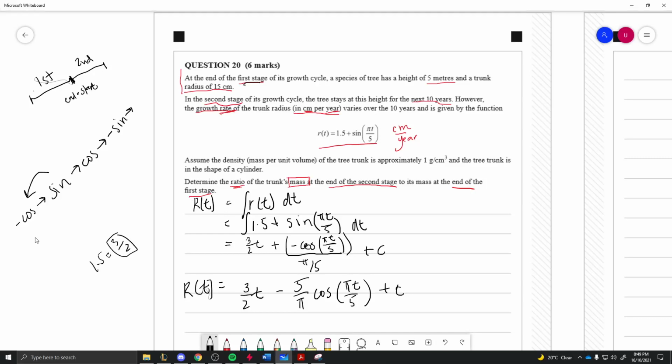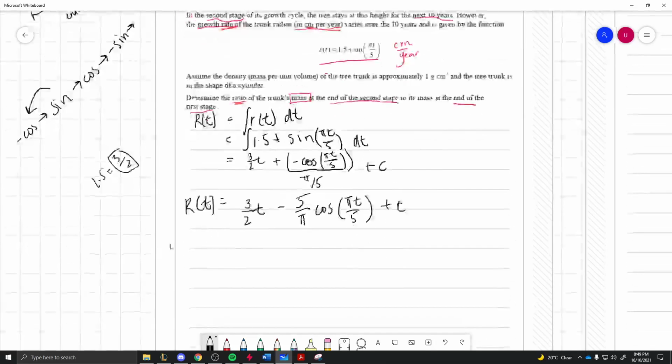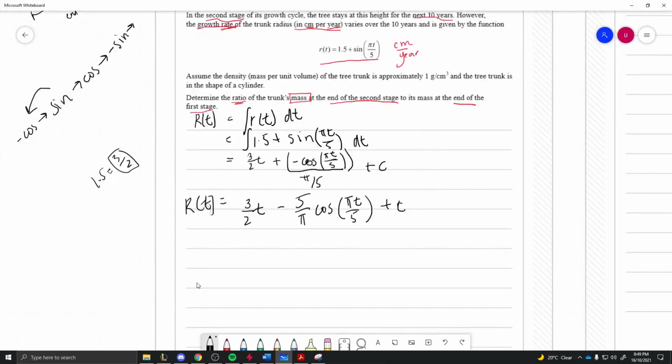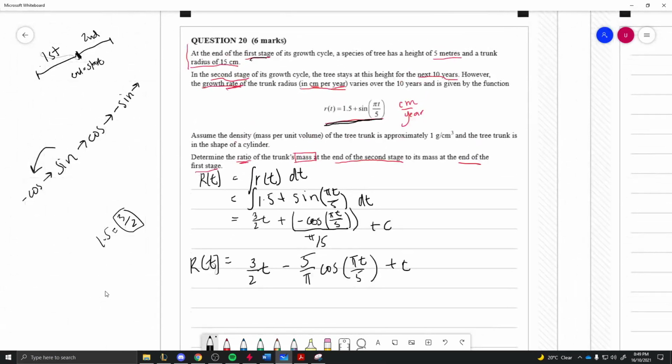So we can pretty much consider that these measurements, a height of 5 meters and a trunk radius of 15 centimeters, are saying that the moment the new cycle starts, because we're using the new cycle in this r of t, because this is what it's given to us, this is of the second cycle, this function. So you can assume that at t equals 0, when it initially starts, your radius is going to be equal to the end of the previous, which is 15 centimeters.